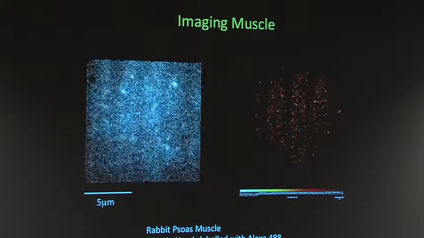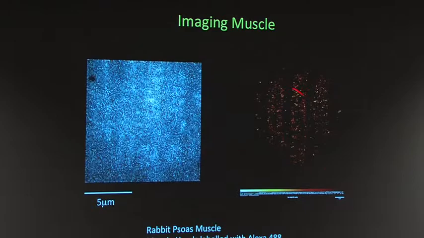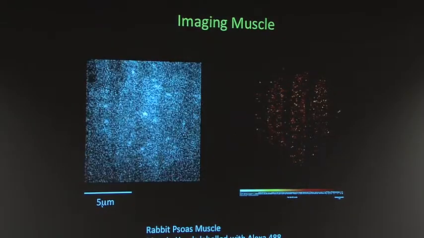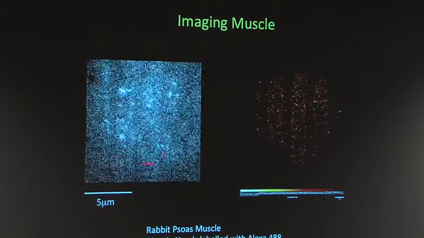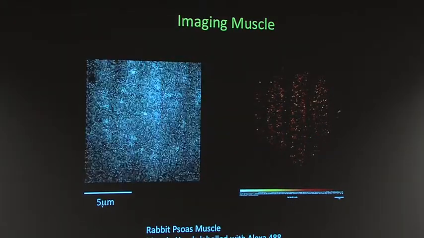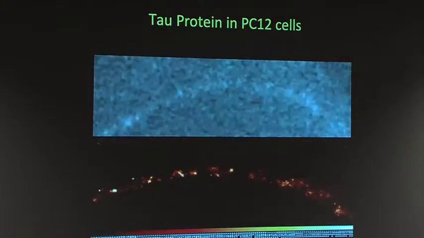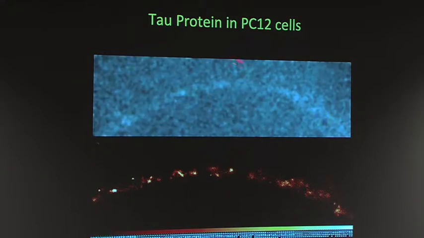We're not really in a position to talk about the biology yet, these being early images, but we're happy with the way the imaging is working. We're getting good localization of individual molecules, and we're building up a high-resolution image of the muscle. Another example is from Guy's lab, looking at tau protein in PC12 cells.